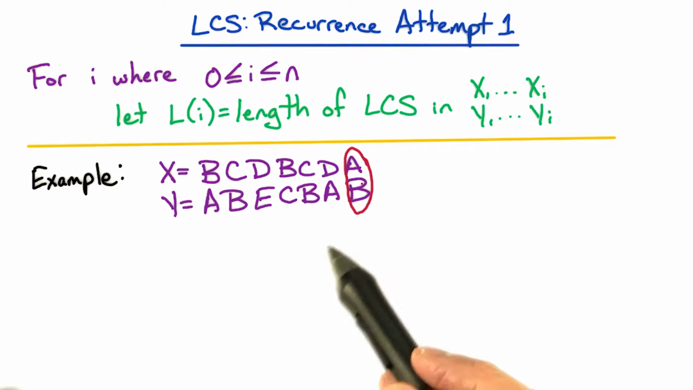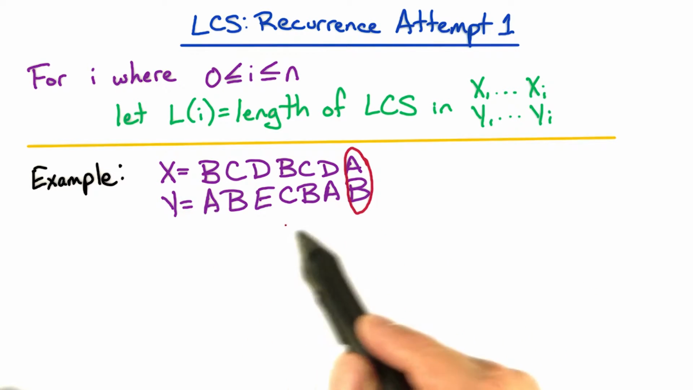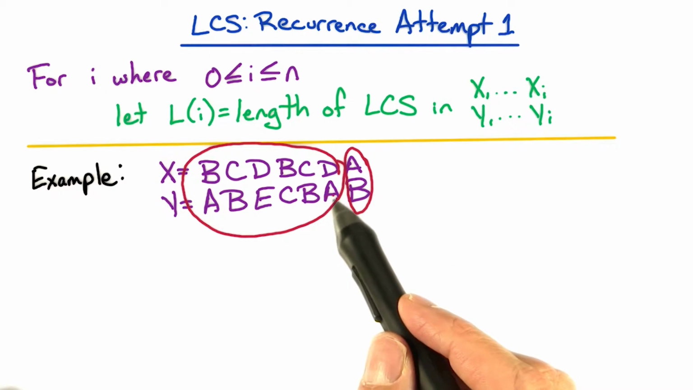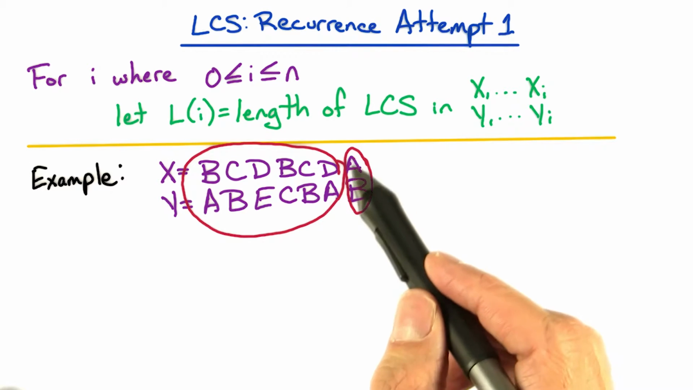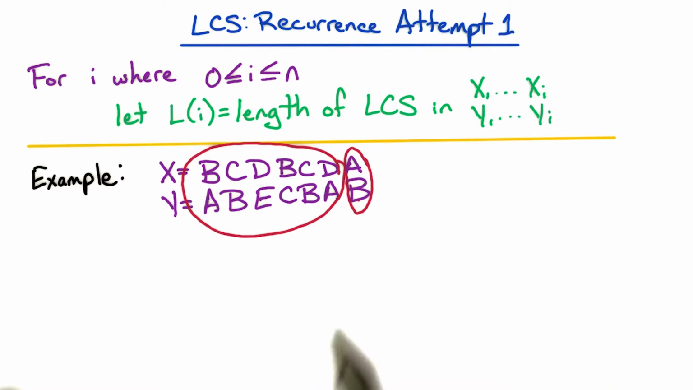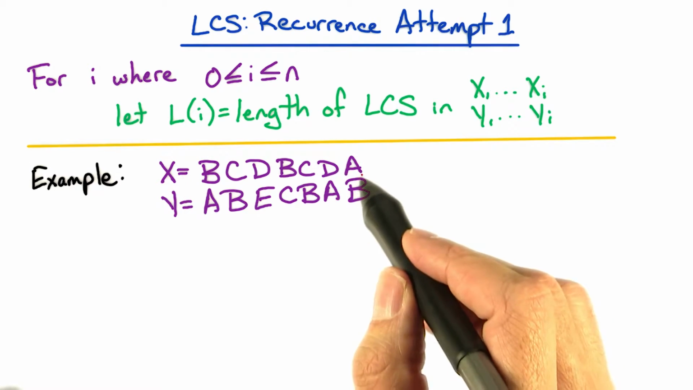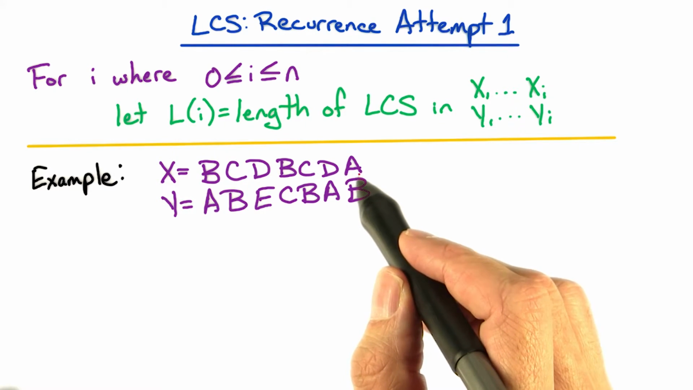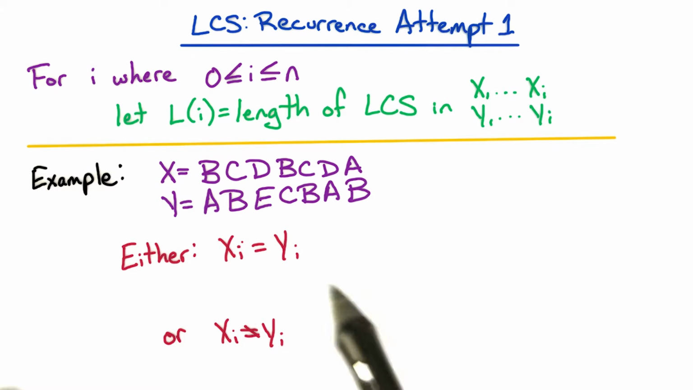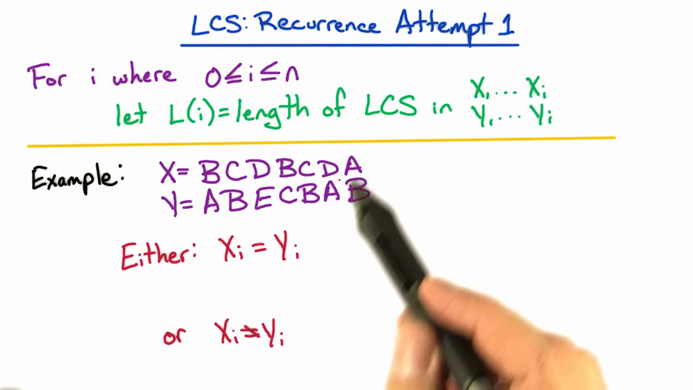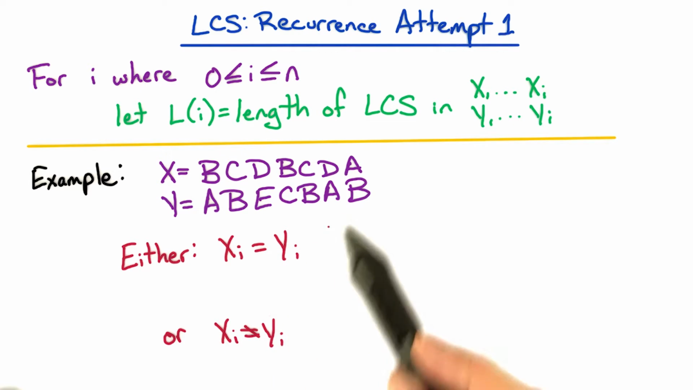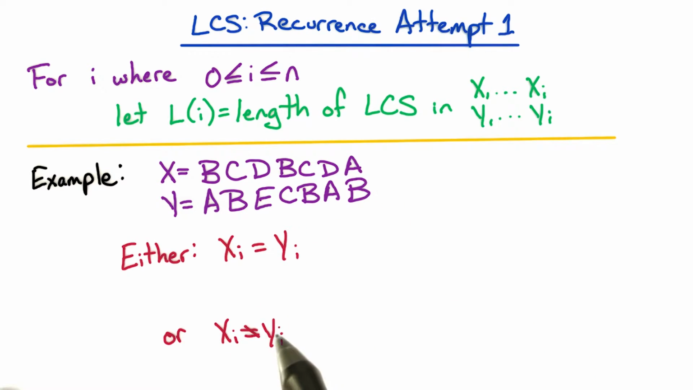And then we can use the solution to the subproblem of size i minus 1. We take the optimal solution for the subproblem of size i minus 1, and then we append on the solution for xi and yi. Now there are two cases to consider. Either these last characters are different, in this case, or they're the same. We're going to consider these two cases separately. The first case is when the last characters, xi and yi, are the same. The second case is when the last characters, xi and yi, are different. We're going to do this case first.